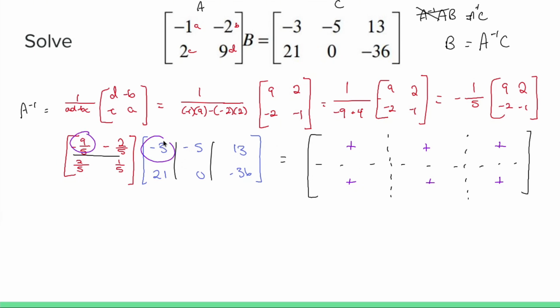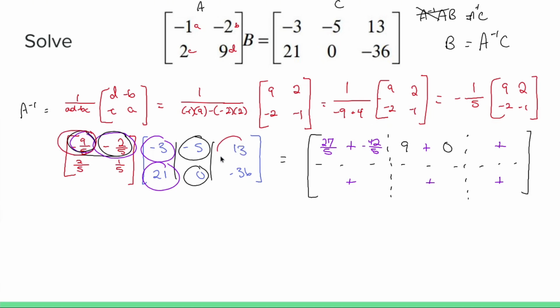Negative 9 over 5 times negative 3 is going to be positive 27 over 5. And negative 2 over 5 times 21 is going to be negative 42 over 5. Hopefully things simplify. And if not, they don't. All right, let's do it again. Negative 9 over 5 times negative 5. Oh, okay, so 9. I can handle that. And negative 2 over 5 times 0 is 0. That's nice. Isn't that precious?